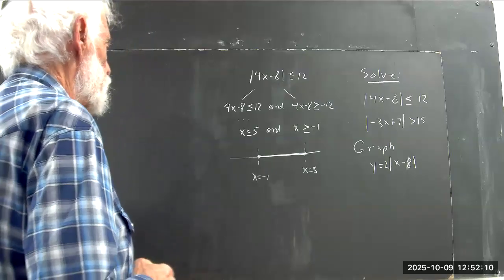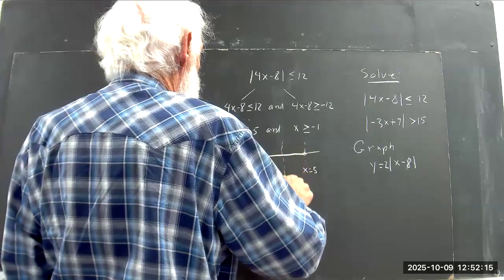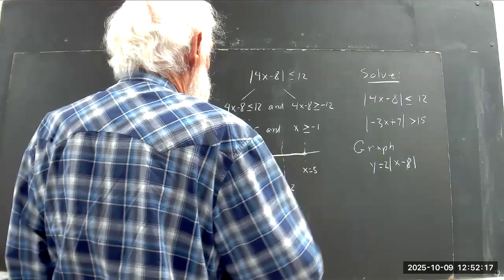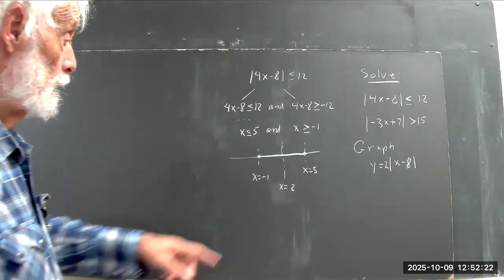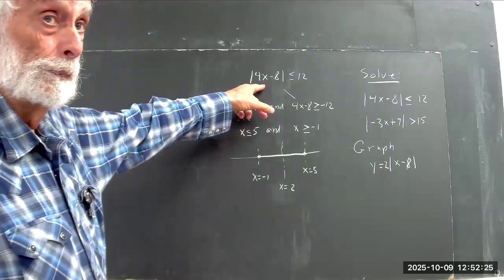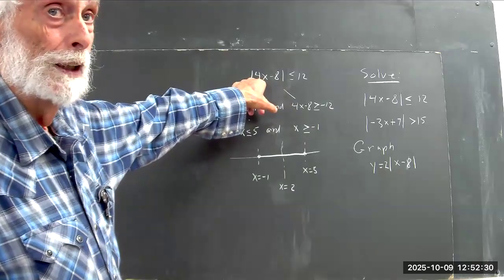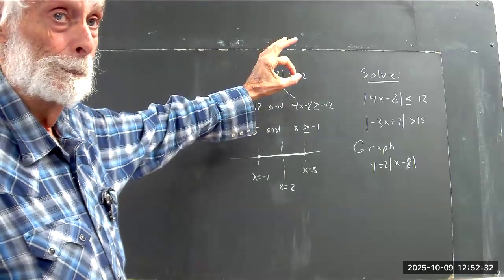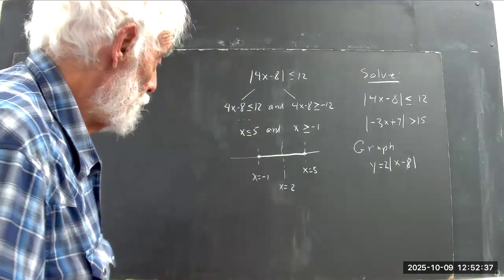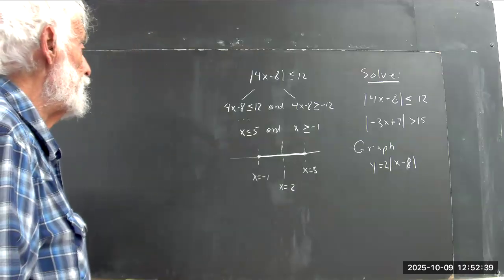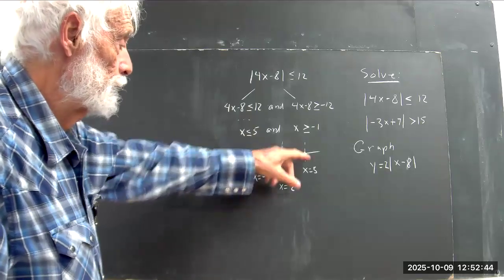Now notice one thing about this interval. It's worth noticing. What's in the middle of this interval? X equals 2. That's the midpoint between the two points, right? What do we get if we plug in x equals 2? 4x minus 8. If x is 2, this is 8 minus 8. That's 0, right? The absolute value function is 0 here. And it's equal to 12 here, and it's equal to 12 here.